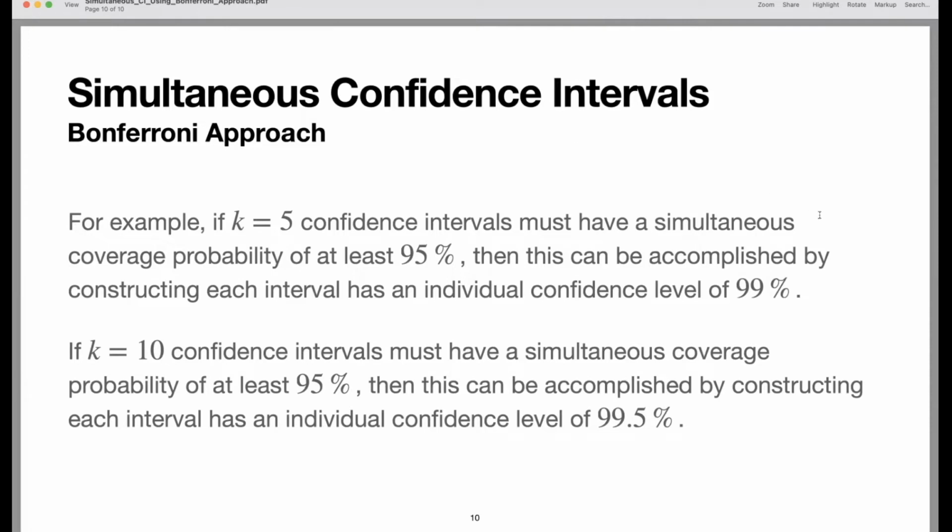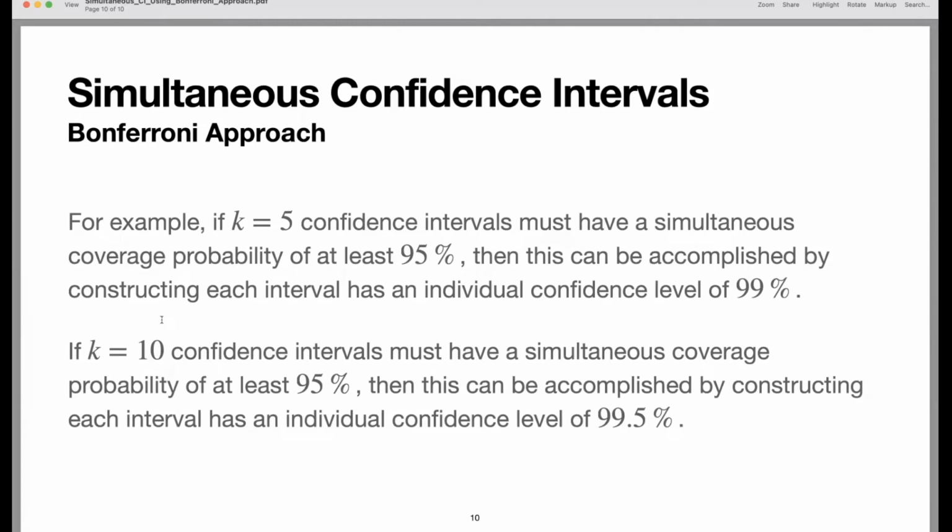Then this can be accomplished by constructing the individual intervals, each having a confidence level of 99%. So if we fit these 5 confidence intervals, each with a confidence level of 99%, then jointly, those confidence intervals will have a simultaneous coverage probability or a simultaneous confidence level of 95%.